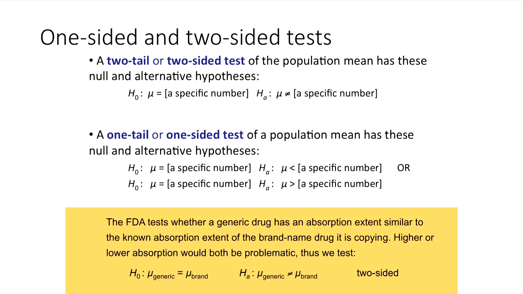And thus, if we were trying to test this, we would utilize a two-sided test, where our null hypothesis is that the generic brand has the same absorption rate as the name brand. And our alternative hypothesis would be that the generic brand does not have the same absorption rate as the name brand. This would be a two-sided or a two-tail test.